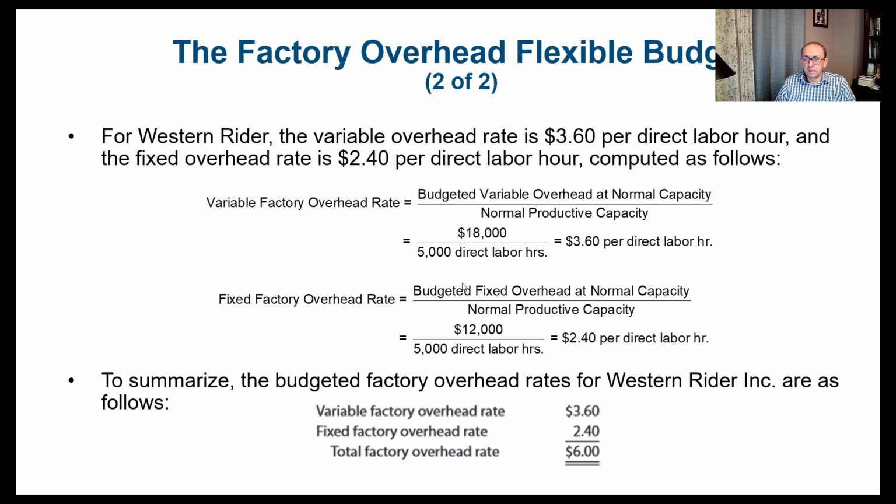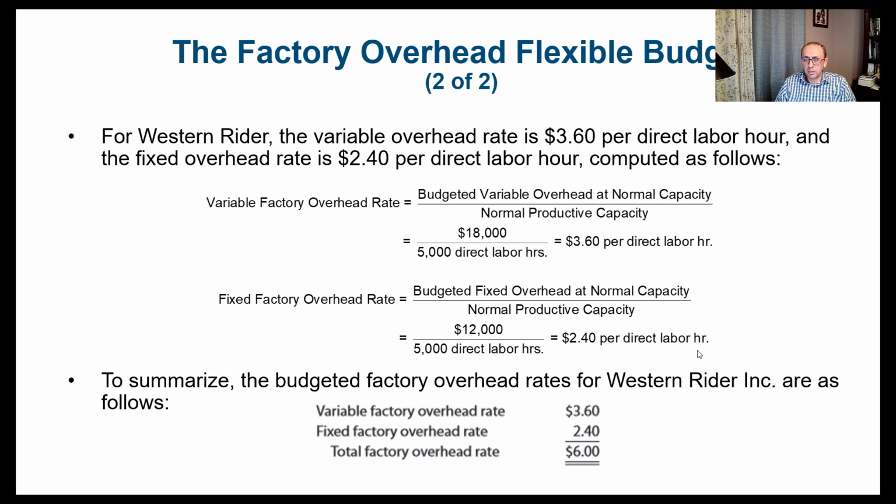For the fixed factory overhead rate, we get the budgeted fixed overhead at normal capacity divided by the normal productive capacity. Keep in mind, this 12,000 is fixed, but the fixed factory overhead rate would keep changing based on the direct labor hours. So we take the 12,000 divided by 5,000, and that would be $2.40 per direct labor hour.